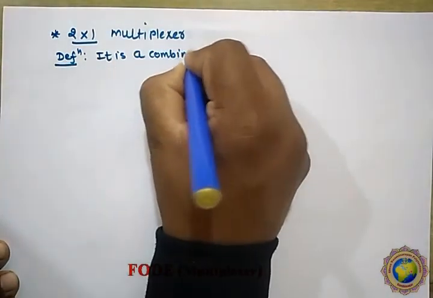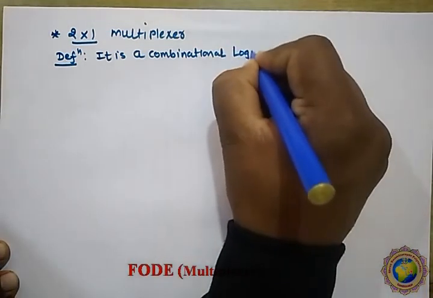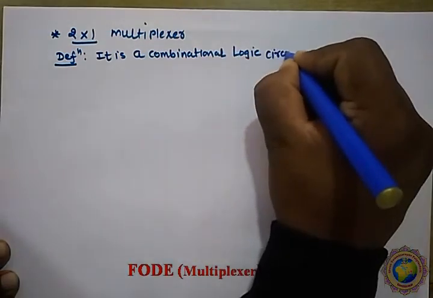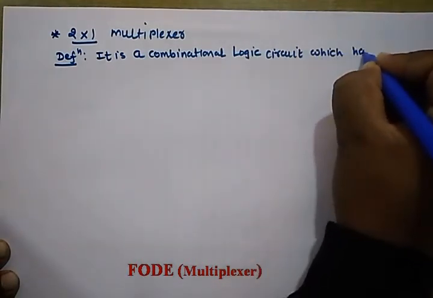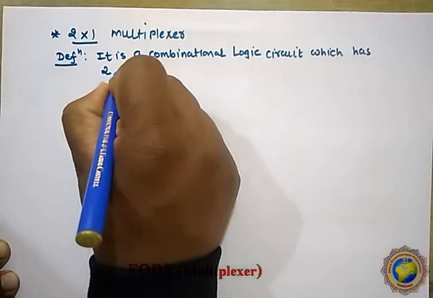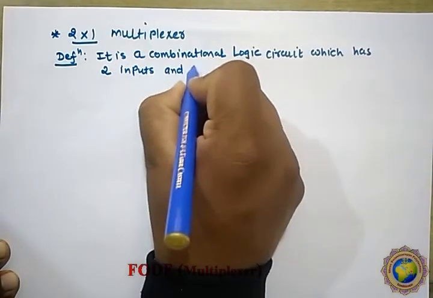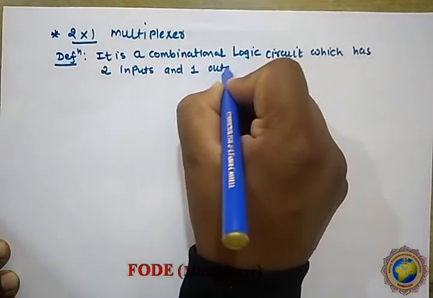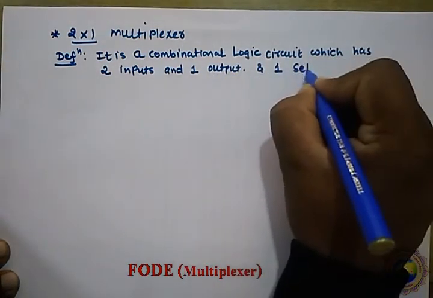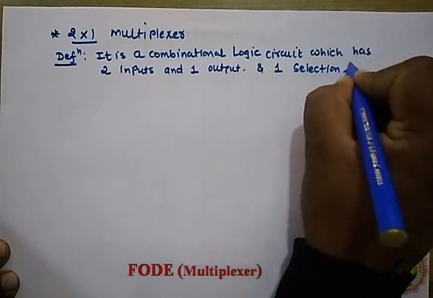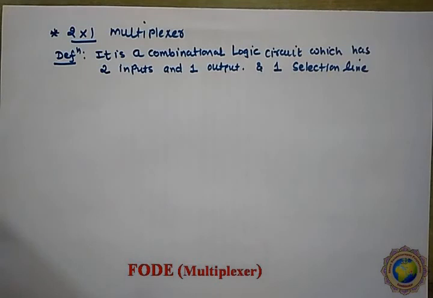combinational logic circuit which has how many inputs? 2 inputs and 1 output and 1 selection line. કેટલી selection line જોઈએ છે? એક selection line ની જરૂર પડે છે. Now draw the block diagram.